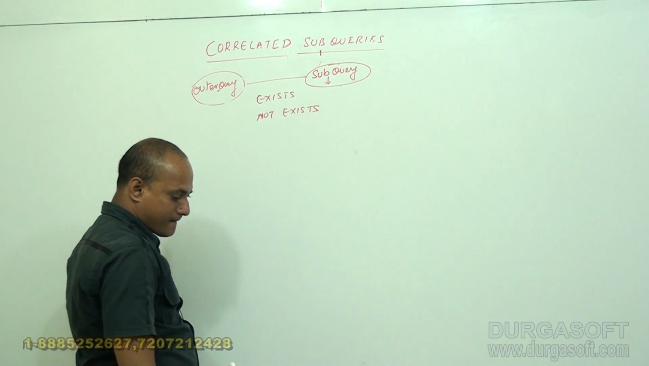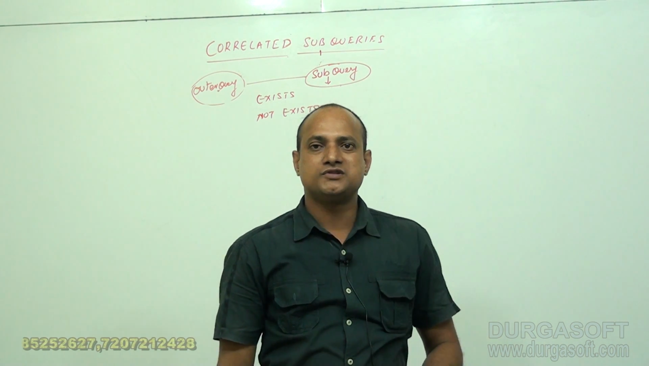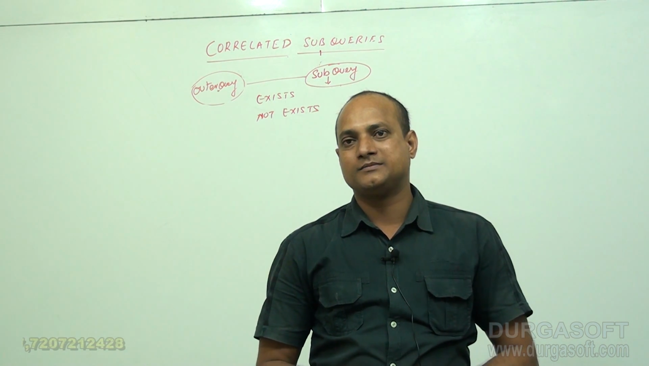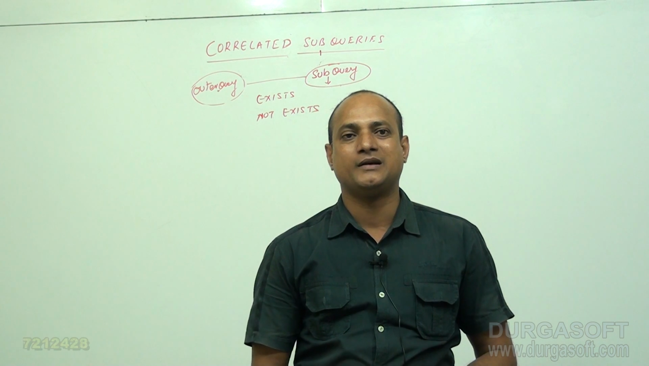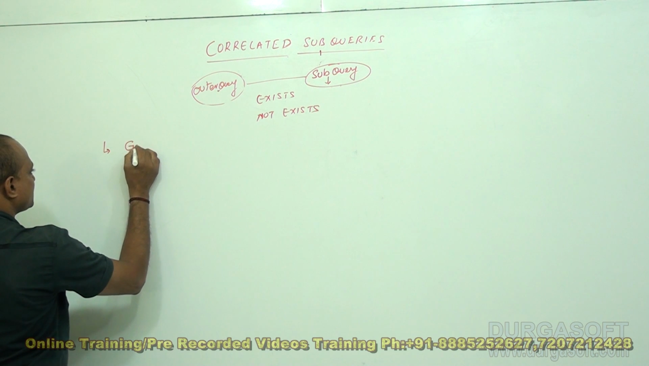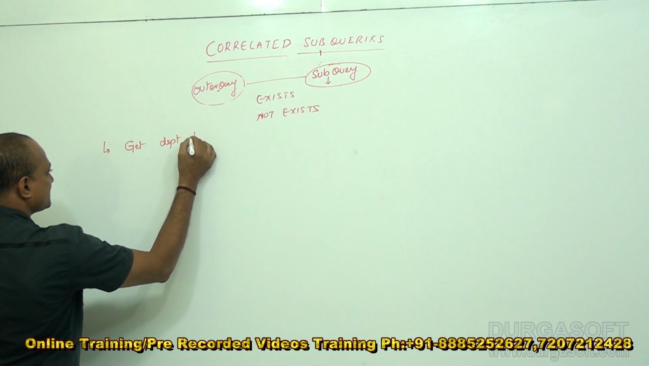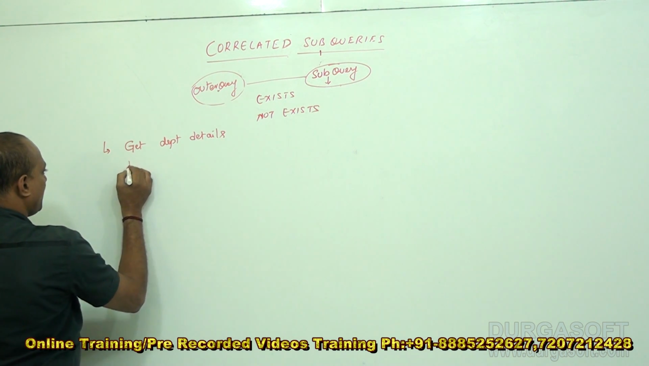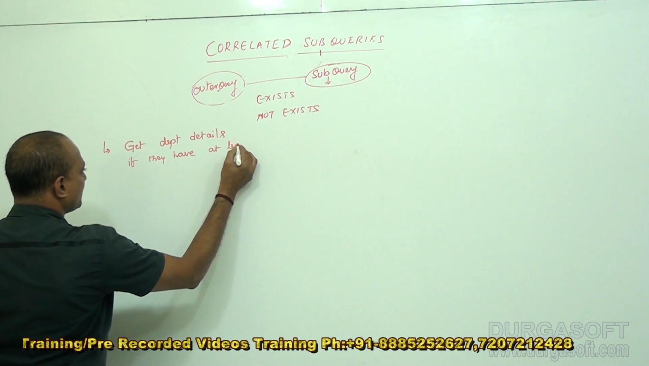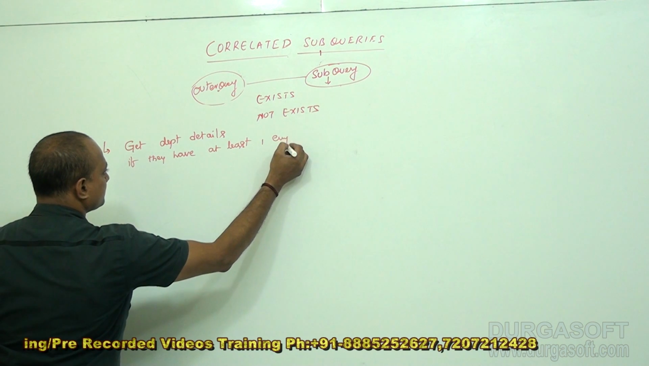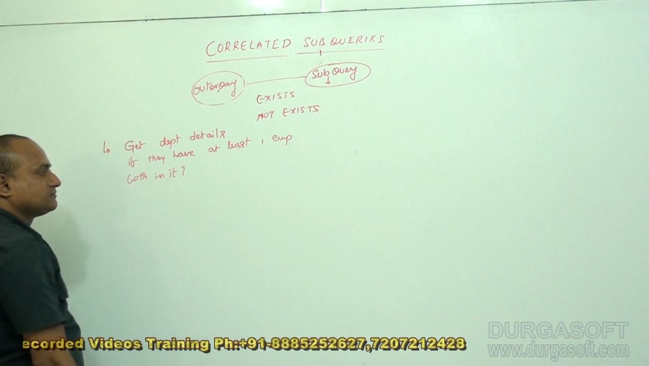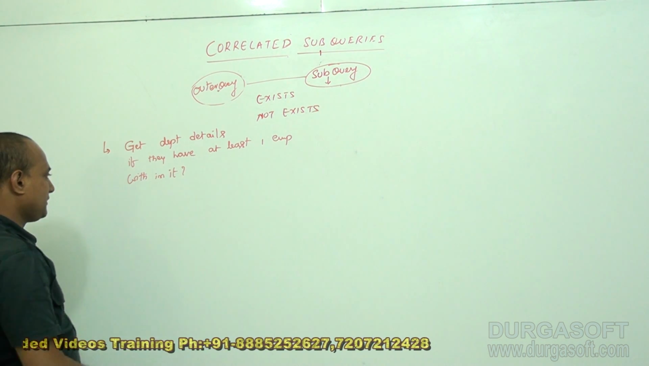Let us see. I want to display department details which are having at least one employee within it. Get department details if they have at least one employee within it.